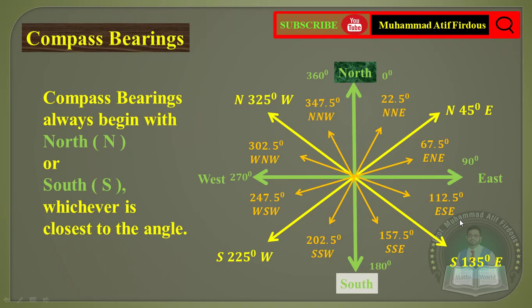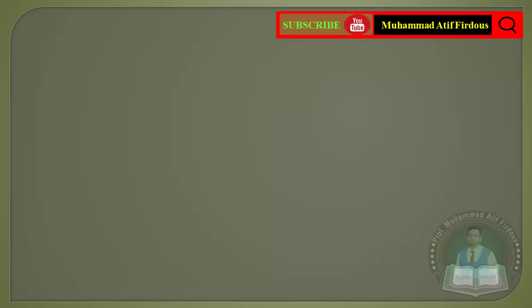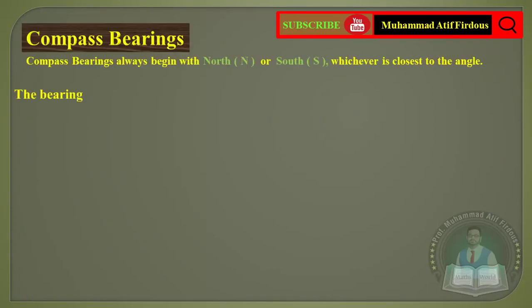It's a simple presentation of compass bearing. Now, I will explain it with a simple example. What is compass bearing? We know that compass bearing always begins with north or south, whichever is closest to the angle. The first example is closest to the north.